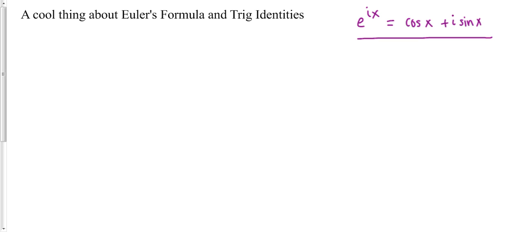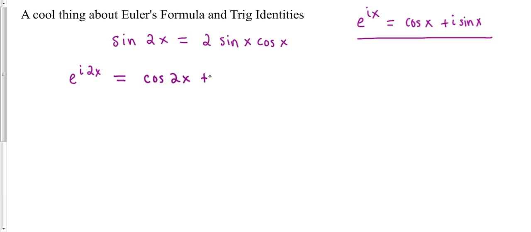So to show you how this works, I'm going to take the only trig identity that I actually remember, which is sine 2x, and that is equal to 2 times sine x times cosine x. So to prove this, I want to start with looking at e to the i2x. Now, using Euler's formula, that's going to be equal to cosine 2x plus i sine 2x.